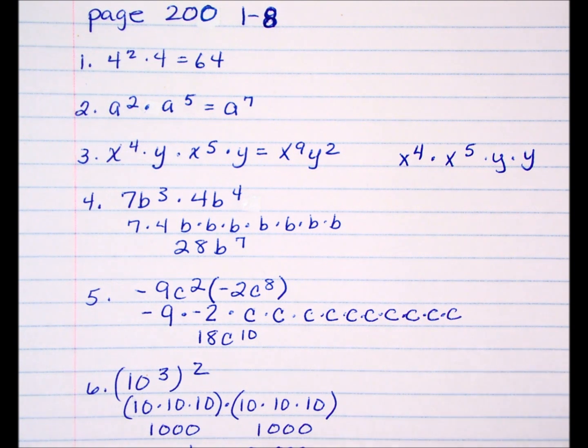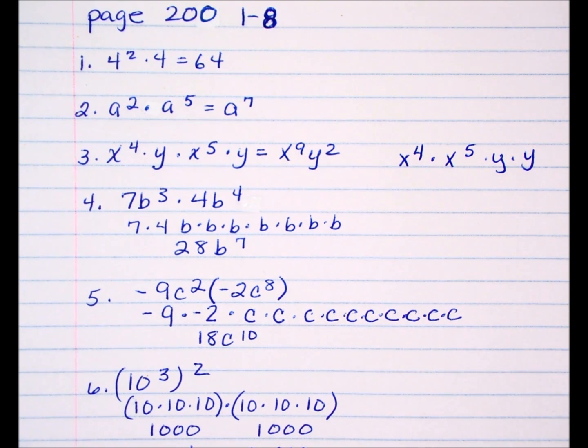All right, now we're going to check page 200, 1 through 8. And in the first one it said 4 squared times 4 is equal to 64. We first, of course, did 4 squared, which is 16. 16 times 4 is 64. In number 2, we did a squared times a to the 5th power, which equals a to the 7th power. And we know that this would be a times a, and then a times a times a times a times a, which would be a to the 7th power.